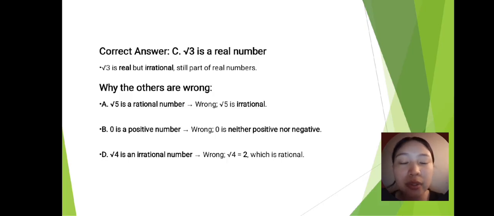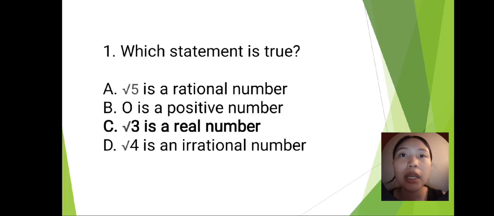Then letter B, 0 is a positive number. 0 is neither positive or negative. Letter D, square root of 4 is an irrational number. Square root of 4 is equals to 2, which is rational. So the correct answer is letter C. Square root of 3 is a real number.